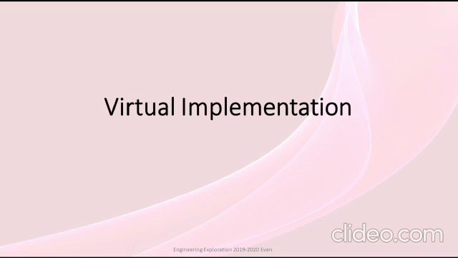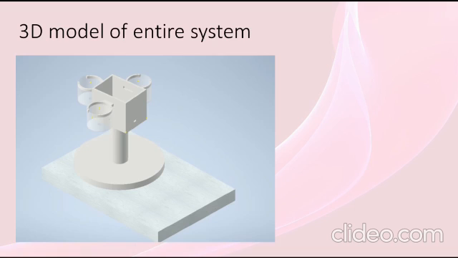Virtual implementation. This is the 3D model of our entire system. The components that were mentioned in the selected concept are as shown, which involves a movable plate, a wooden base, the main hub with components inside, and the soil dispenser and seed dispenser.